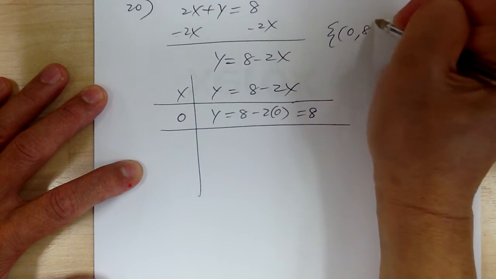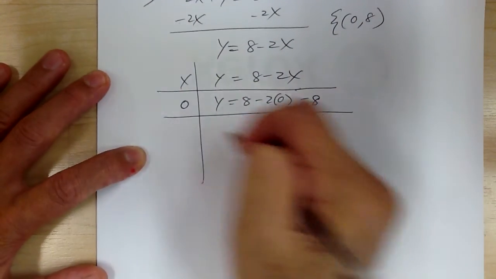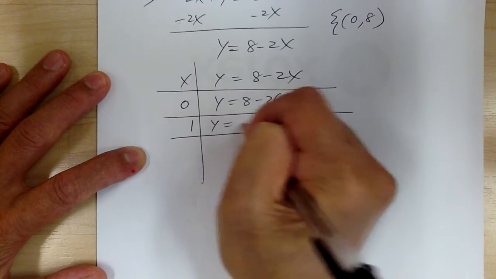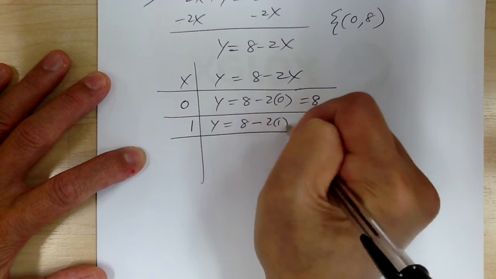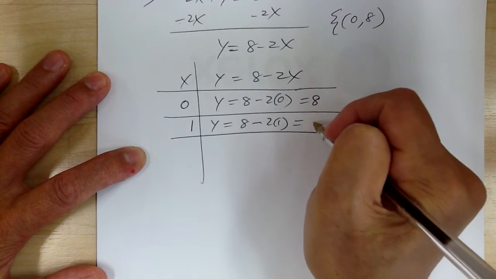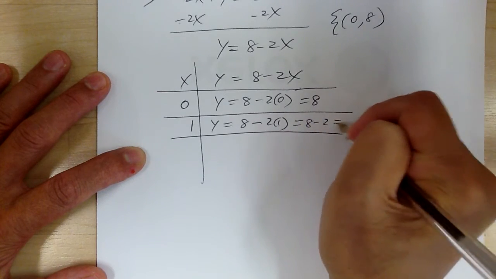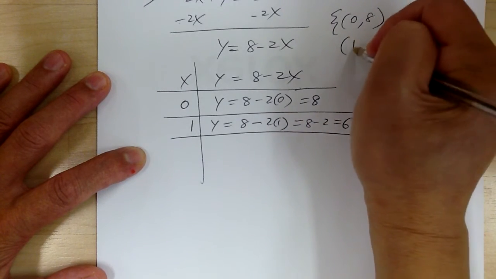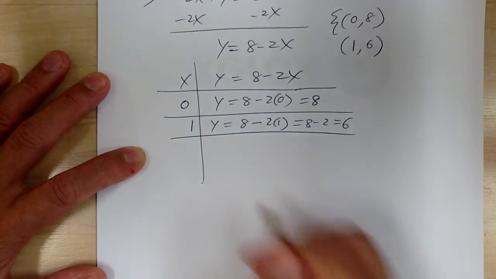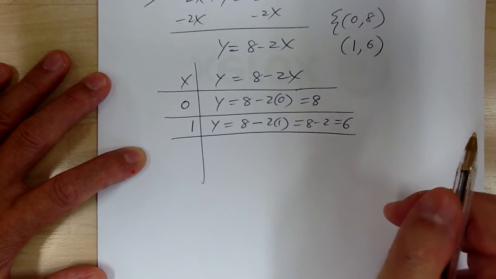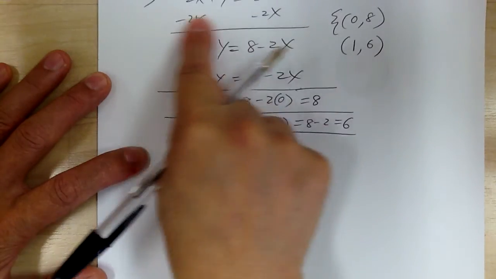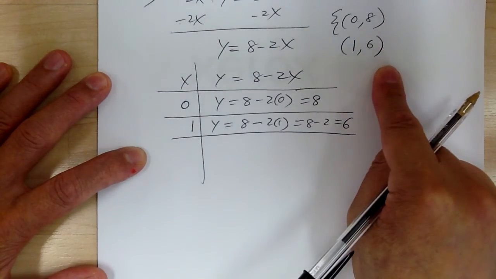So 0, 8. So let's try the next number, 1. So y equals 8 minus 2 times 1, which equals 8 minus 2, equal to 6. So you go 1, 6. Okay. Again, remember what I said, right? You can go by pattern, as long as there's no square anywhere.